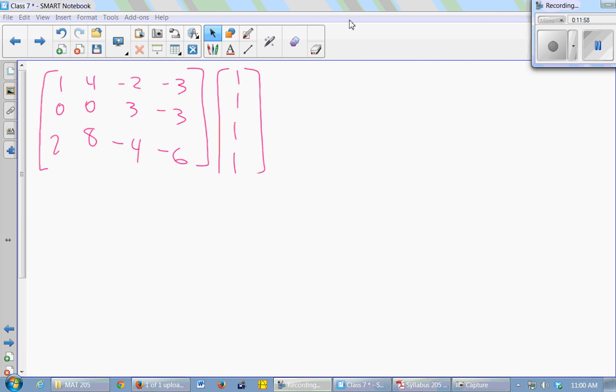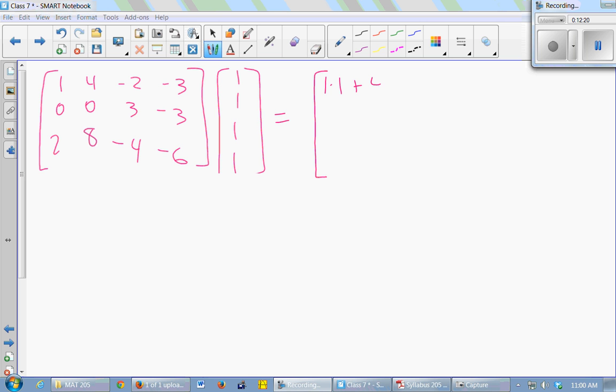So remember, you pick up the first whole row, turn it 90 degrees, lay it on top of the vector. The entries that match up, you multiply, and then you add it all together. So I have 3 rows, so I'm going to have to do that 3 times. So my resulting vector is going to have 3 entries. So I'm going to have 1 times 1 plus 4 times 1 plus -2 times 1 plus -3 times 1. My first entry of my resulting vector.